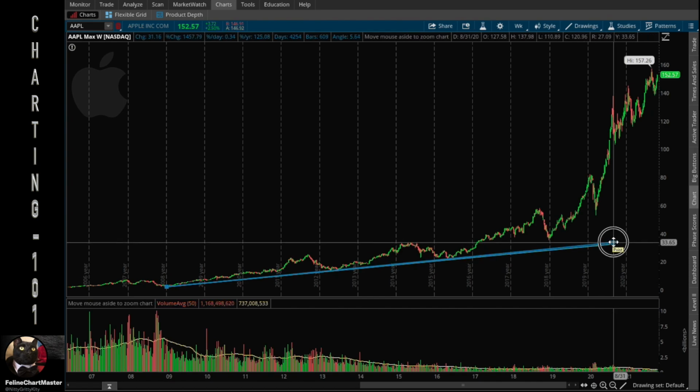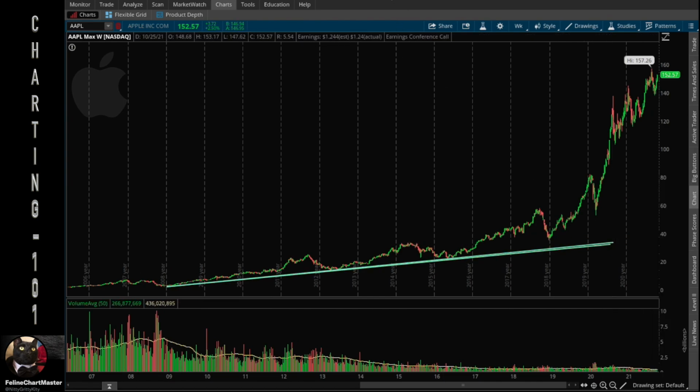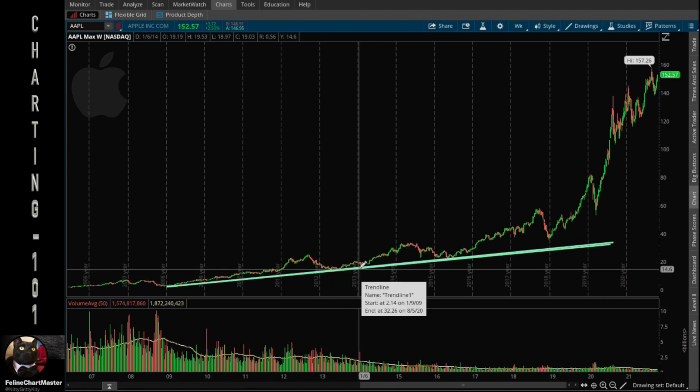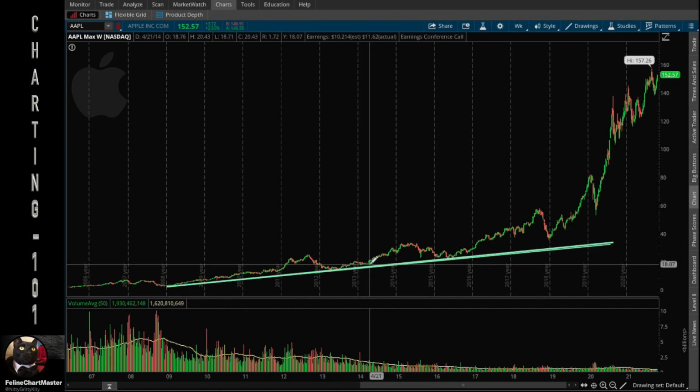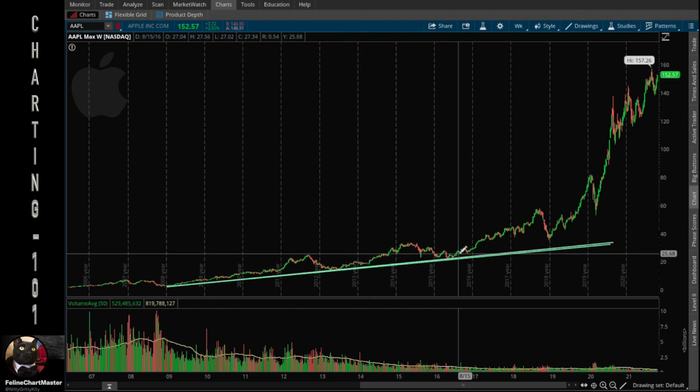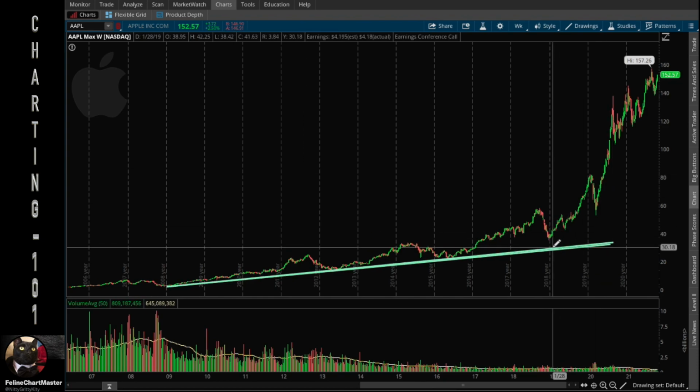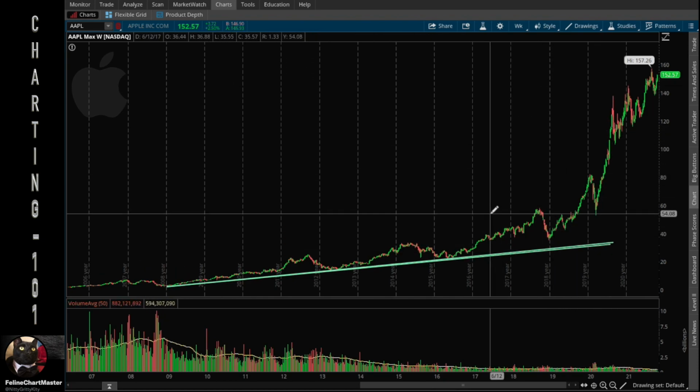You can nudge that a little bit like that if you want. Doesn't have to be perfect. Again, art form, not science. So how reliable was this? Pretty reliable. You could have seen this coming down to it over here, almost came down to it over there, didn't quite touch it over there, came down to it over there. But then this is when we started breaking away and Apple started changing as a company.